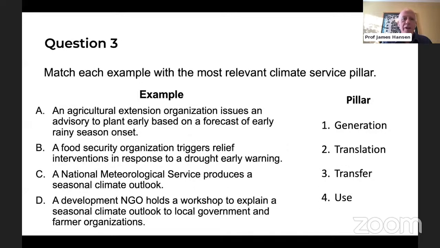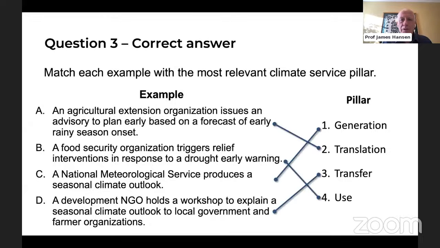Question 3 is matching. Match each example with the most relevant climate services pillar. So how did we do on that? An agriculture extension organization issues an advisory to plant early based on a forecast of early rainy season onset. That should be plant instead of plan. So turning the forecast into a management advisory is translation.